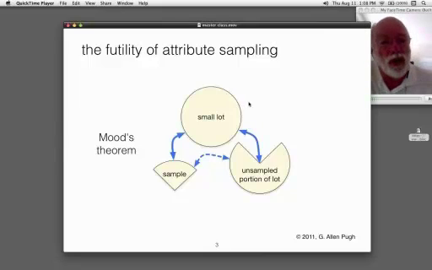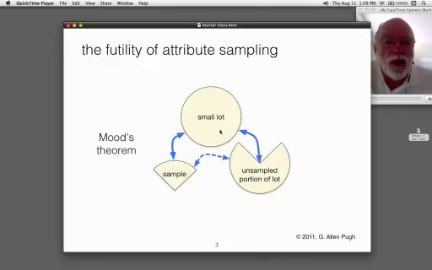What Mood showed quite some time ago, many, many decades ago, was that there's an interesting characteristic about attribute sampling. Essentially, we're taking our lot of components, all of which can be classified good or bad, and we're breaking it into two sublots. One we call the sample, the other is called the unsampled portion of the lot, or the remainder of the lot, if you prefer. Mood proved that the number of defective units in the sample is highly correlated to the number of defective units in the original lot. He also showed that that's true for the unsampled portion of the lot. That is, the number of defective units found in the remainder or unsampled portion of the lot is highly correlated with the number that were in the original lot. Well, look what's happened here.